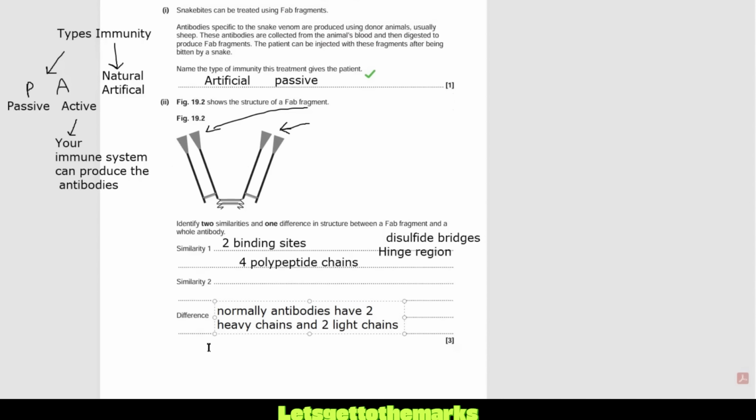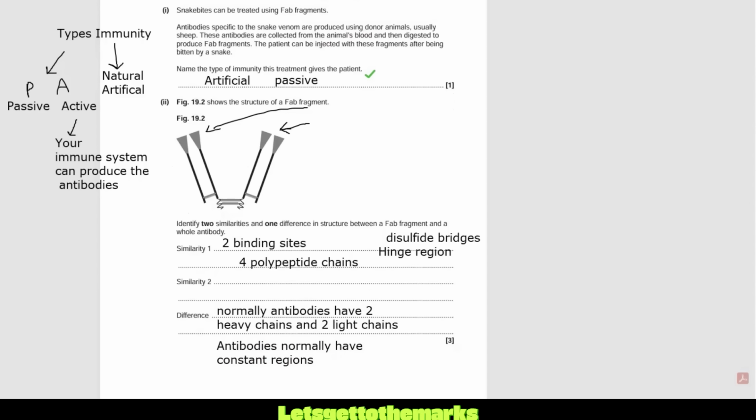So, and what else? There's no constant region. Where's the bit like that you would normally get with an antibody? That's where it binds to the white blood cell. Where's the constant region which it needs to bind to the membrane of white blood cells? So I would say the other difference is antibodies normally have constant regions. So that would be my difference.